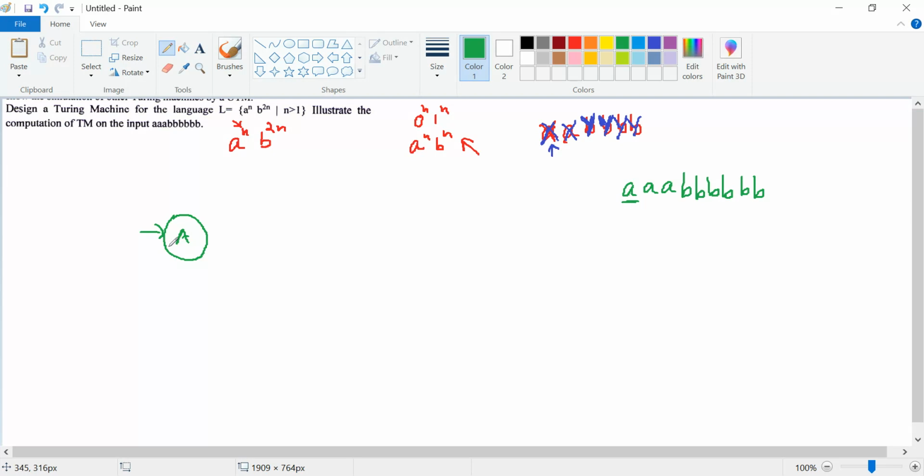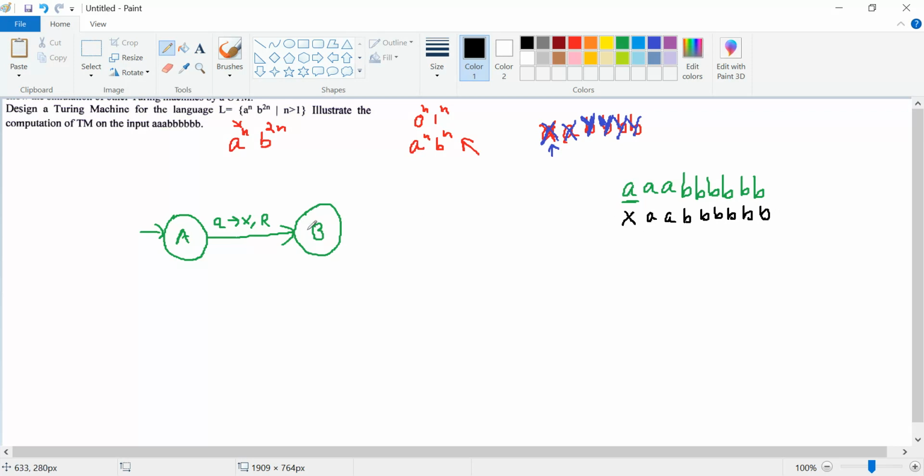First we see an A. So we have to replace it with X and move right to search for a B. So which means first you see A, replace it with X, move right. So you reach the next state, right? So in the next state, the input will look like this. Now it's like this, right? X, we have an X, then we have an A, B, B, B, B, B, B.